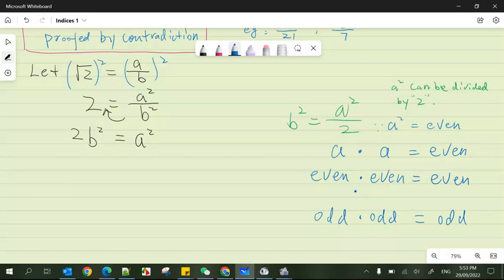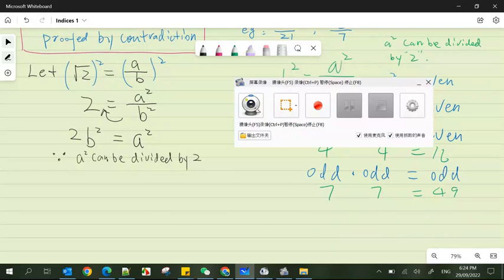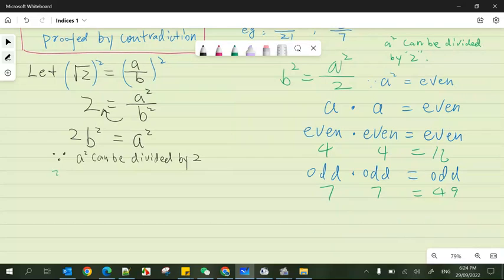For example, let's give two even numbers, 4 times 4, 4 squared equals 16. Let's give two odd numbers, say 7 times 7, 7 squared equals 49. It's still an odd number. That's why we can say, because a squared can be divided by 2, a squared is an even number. Because a squared is an even number, a is an even number.